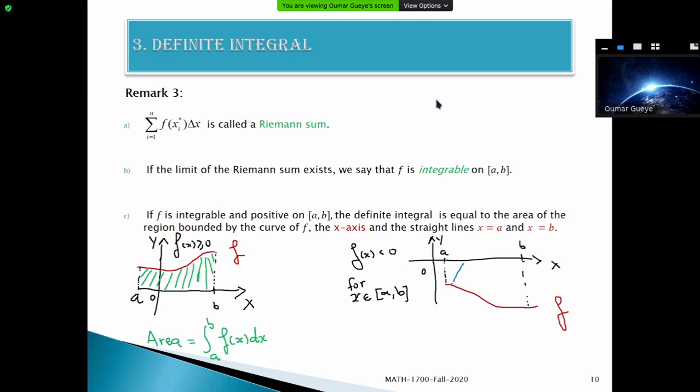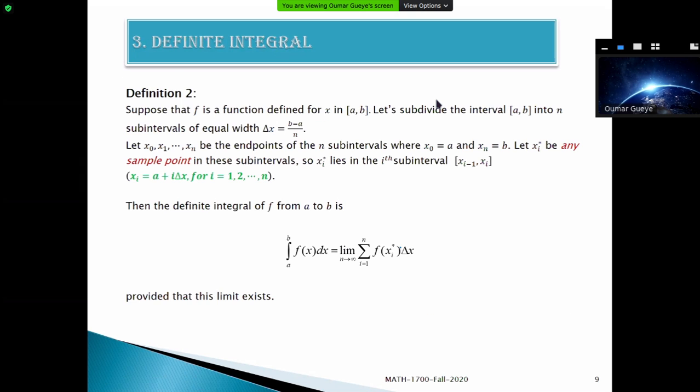So the area in this case is not exactly equal to the integral. Since my function is negative in this case, when you calculate the integral, you will get a negative number. This is obtained from this formula, because my delta x is always positive. It's the width of your interval, the length, so it cannot be negative. And since my function f is negative, all these f values are going to be negative. That's why the integral is also going to be negative.